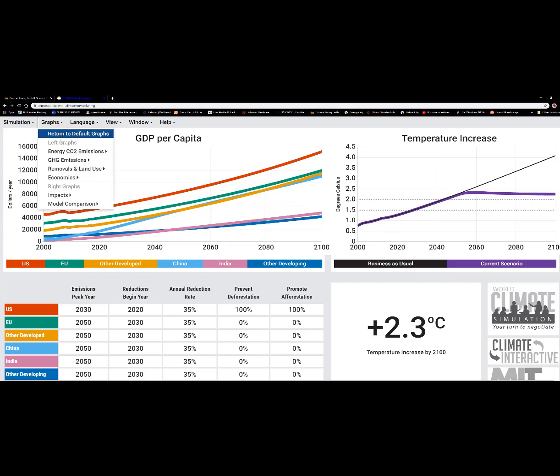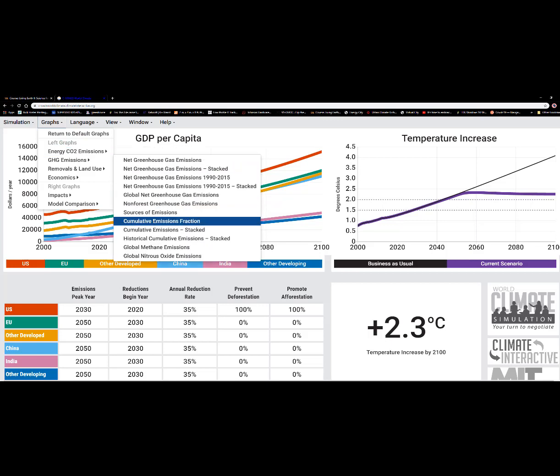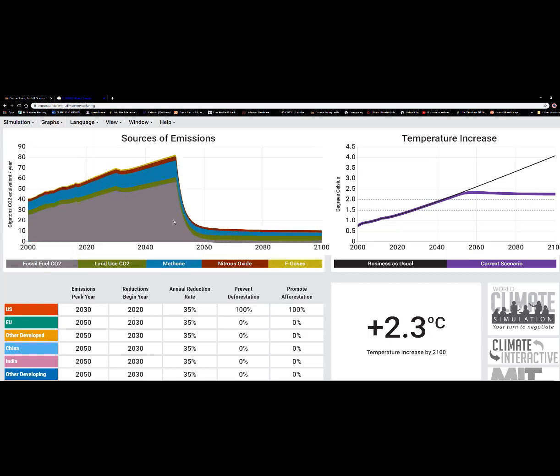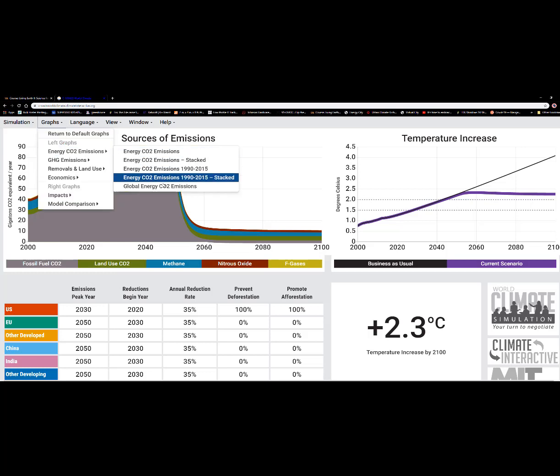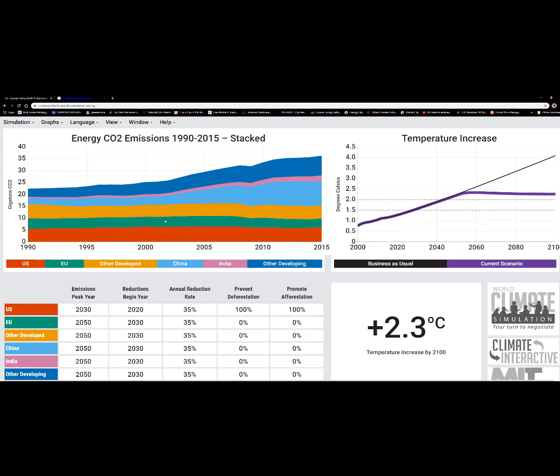There are a couple other graphs up here that you can manipulate. You can look at the source of emissions and see where the emissions are coming from. Sometimes these graphs are a little easier to read, where you can see the total emissions and then the different colors of the nations stacked on top of each other. So again, there are just different ways of viewing the different types of information.